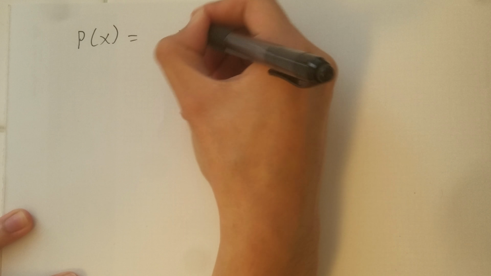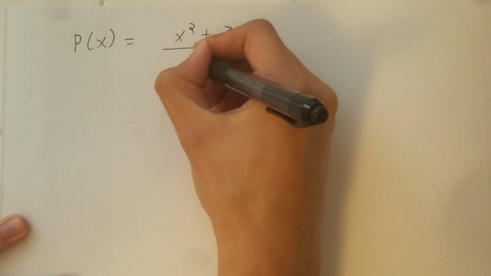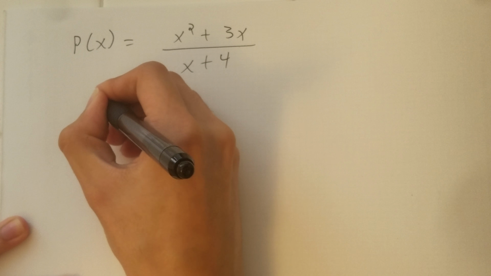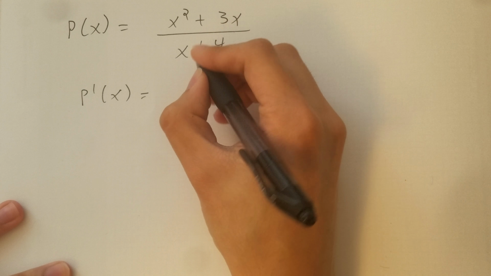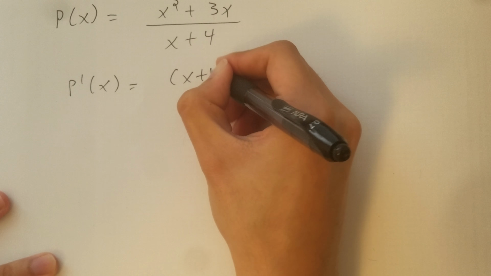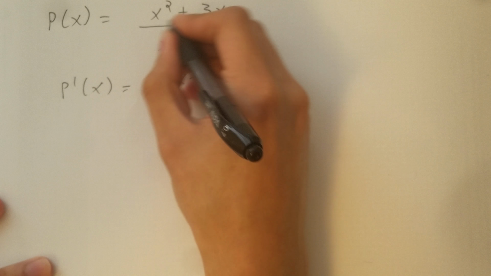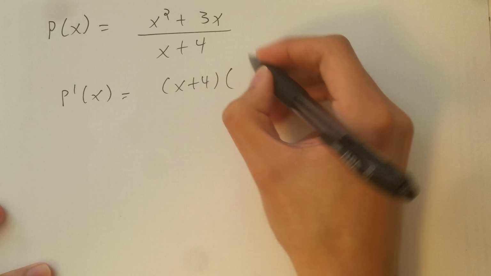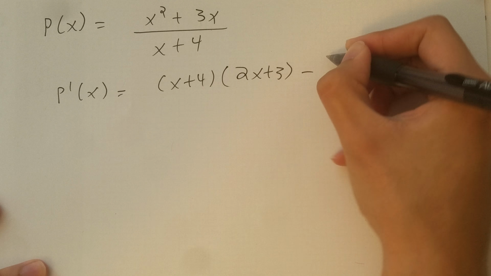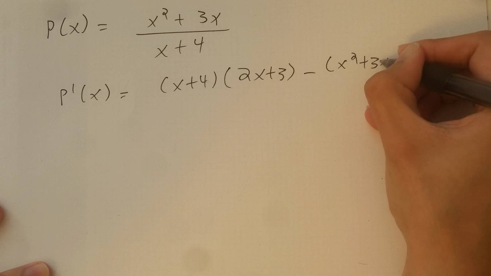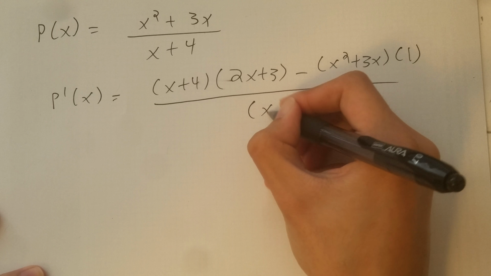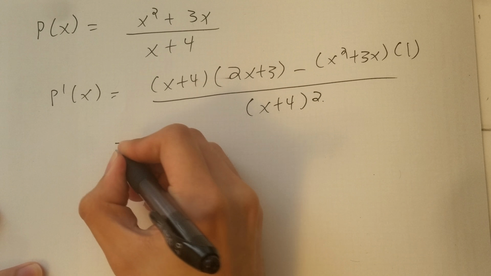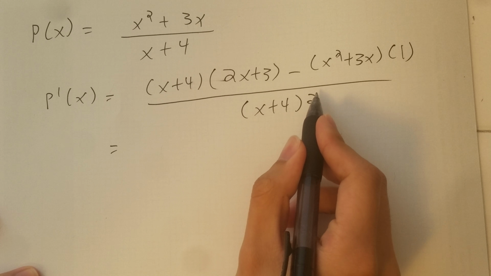So let's say I have p of x equal to x squared plus 3x divided by x plus 4. So we have p prime of x, and we can find this value by using the quotient rule again. So we have the denominator x plus 4 multiplied by the derivative of the numerator, and the derivative of this numerator is 2x plus 3 subtracted by the numerator multiplied by the derivative of the denominator, which is 1, divided by the denominator squared.